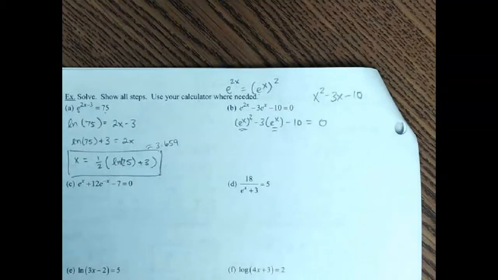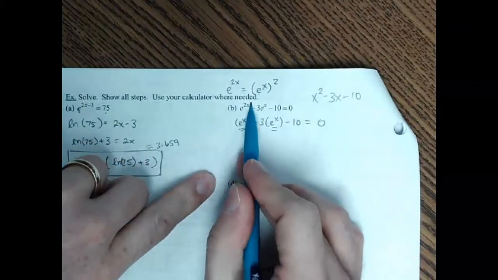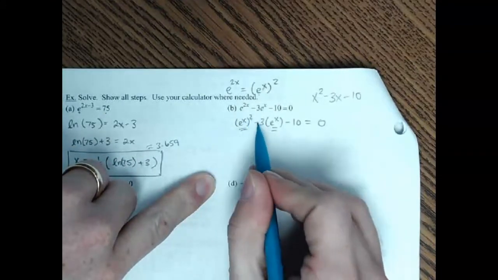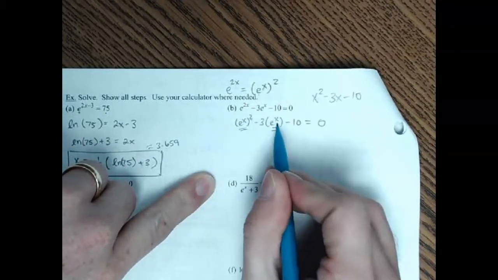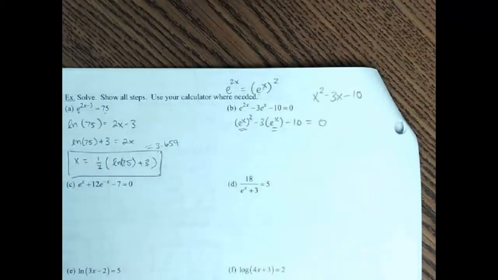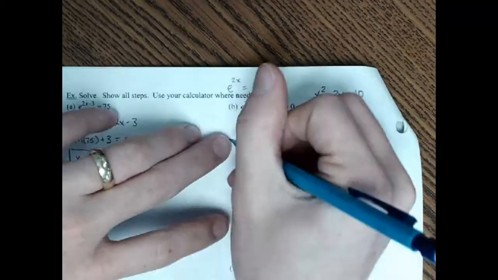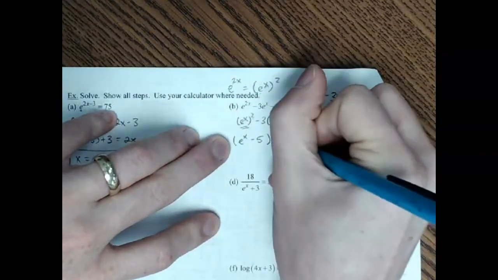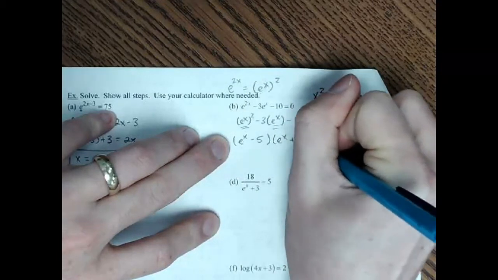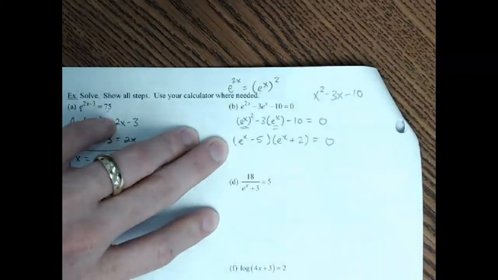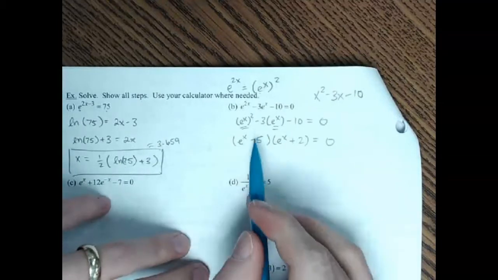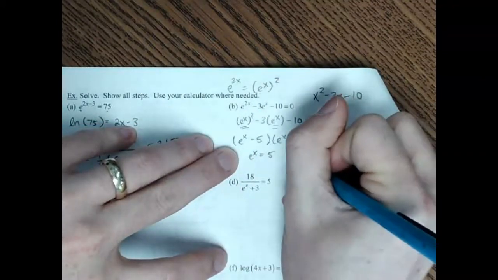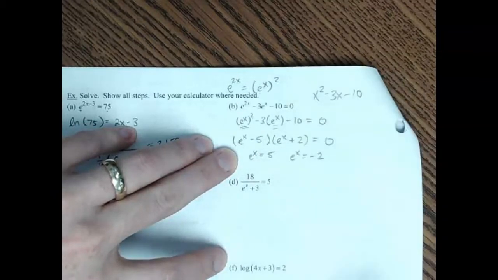But recognizing that e to the 2x is the same thing as e to the x squared, and then you have something squared minus 3 of that same something, then you have the constant. This is an equation that we can factor. And this one is going to factor as e to the x minus 5, e to the x plus 2. Okay, and then we would set each factor equal to 0. So I have e to the x equals 5, e to the x equals negative 2.